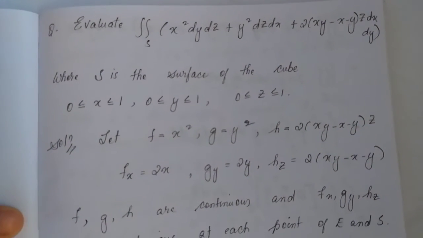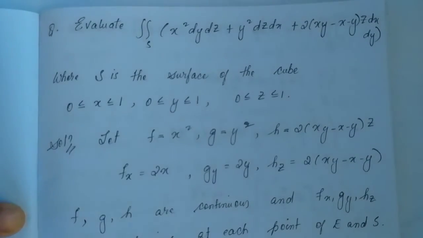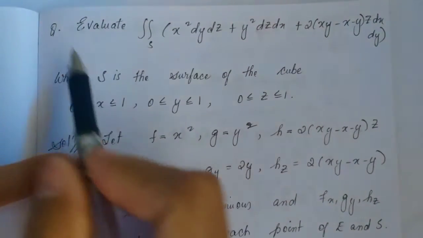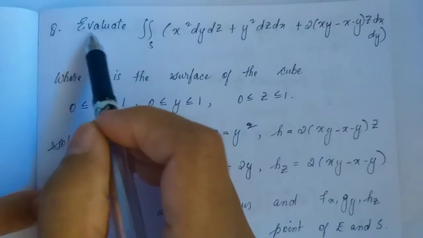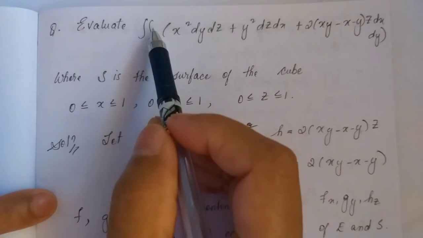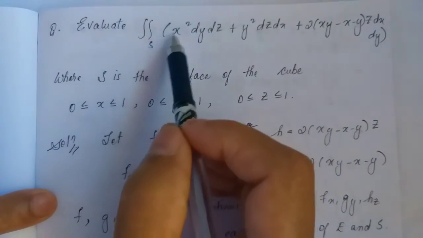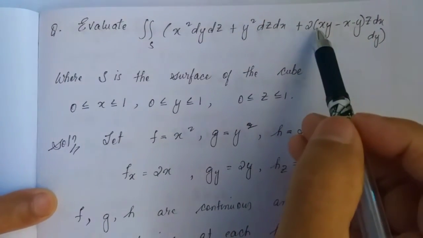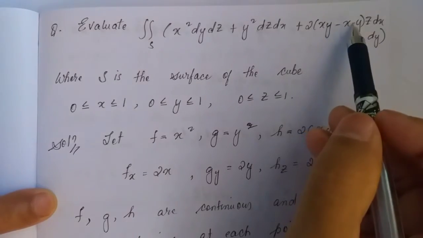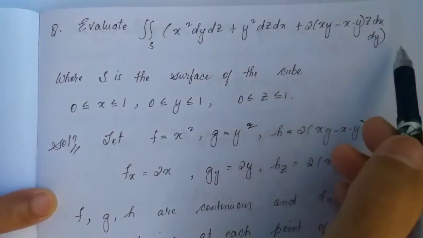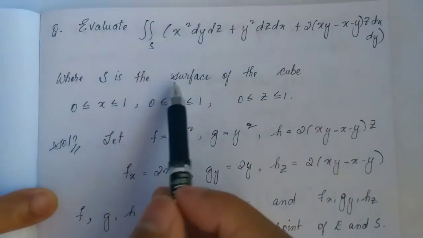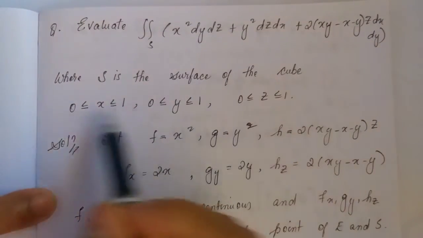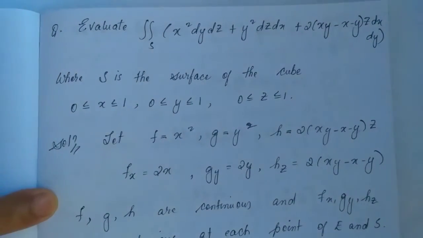Similarly, for the second example, let me read the question. Evaluate this double integration over S of x squared dy dz plus y squared dz dx plus 2xy minus x minus y into z dx dy, where S is the surface of the cube.